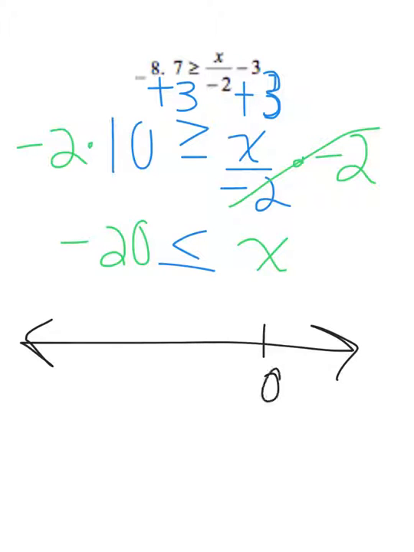You have 0, then you've got negative 20, and it'll be a closed circle on negative 20, and it's going to say negative 20 is less than or equal to x. Well, negative 20 is less than 0, so I know I will need to shade to the right. So you have a closed circle on negative 20, shade to the right, and that will be which one you match it with.